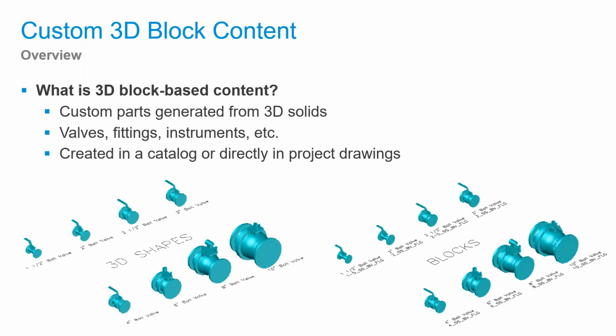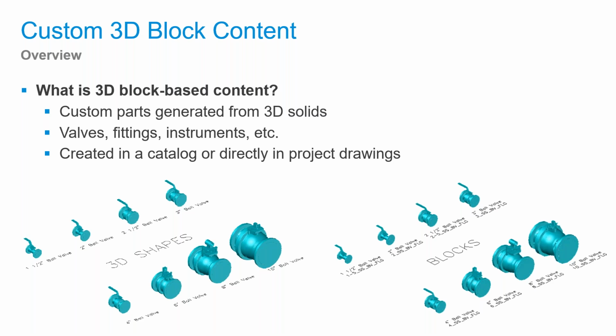They might represent valves, fittings, instrumentation. They're usually created in a catalog or directly in project drawings. So there's two ways of doing it. And this is what you would do, say, for example, instead of using the Python script generated geometry that comes from the catalogs in Plant 3D.